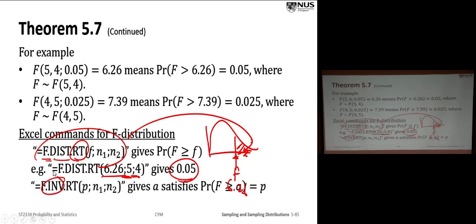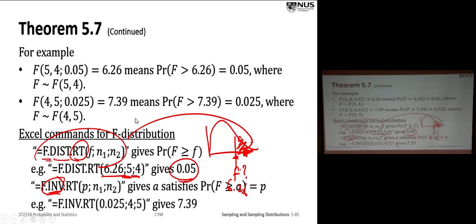The inverse is, given the probability, try to figure out what this F is. So all the statistical functions in Excel are like this. DIST helps you find the probability. Some may be the right-hand tail, some may be just the left-hand tail, some may be both sides. For INV, given the probability, try to locate the quantile, the value, while DIST gives you the value and tries to locate the probability.